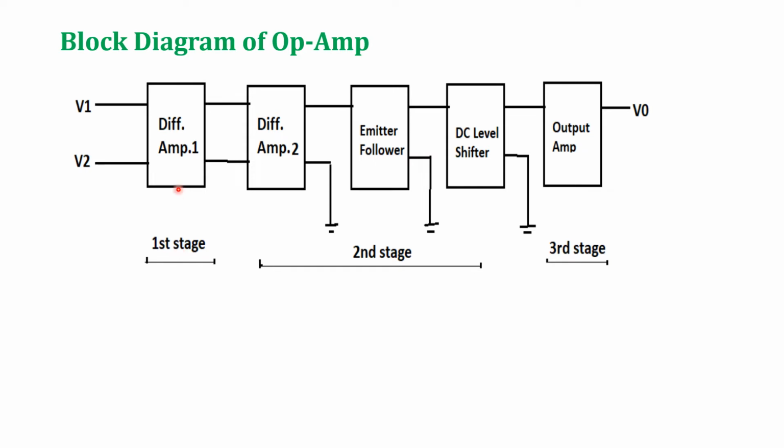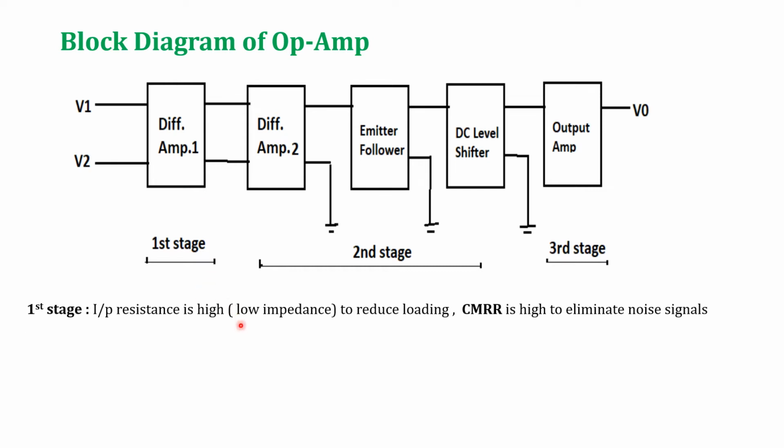The first stage includes the differential amplifier 1. It is a double-ended input and double-ended output. V1 is inverting, V2 is non-inverting. The first stage is taken as the input stage. In that input stage, the first block gives input resistance that is very high. Input resistance very high means it draws low current so as to reduce the loading.